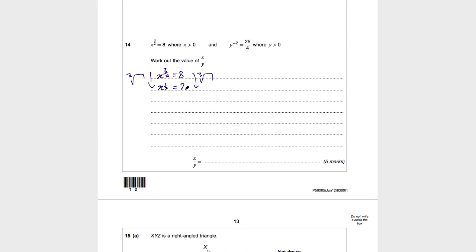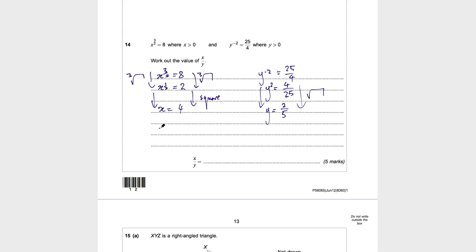Cube root of 8 is 2. X to the power of a half equals 2, so I'm going to square both sides to get x on its own. X equals 2 squared is 4. Y to the power of minus 2 equals 25 over 4. So to get rid of the minus sign, I'm going to flip the fraction. Y squared equals 4 over 25. Square root both sides gives me y equals 2 over 5, square root top and bottom there. Square root of 4 is 2, square root of 25 is 5.